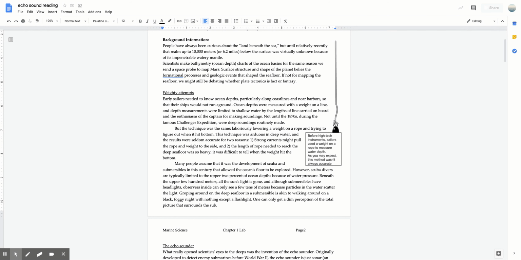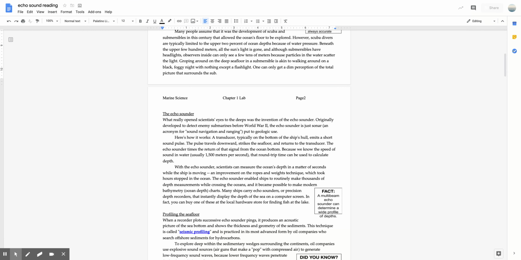Many people assume that it was the development of scuba and submersibles in this century that allowed the ocean's floor to be explored. However, scuba divers are typically limited to the upper 2% of ocean depths because of water pressure. Beneath the upper few hundred meters, all the sun's light is gone, and although the submersibles have headlights, observers inside can only see a few tens of meters because particles in the water scatter the light. Groping around the deep sea floor in a submersible is akin to walking around on a black, foggy night with nothing except a flashlight.